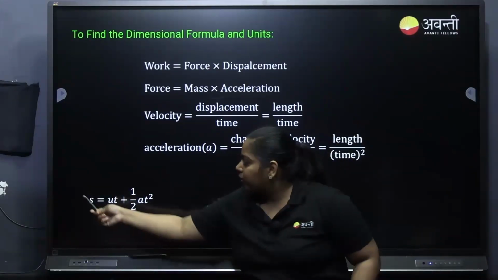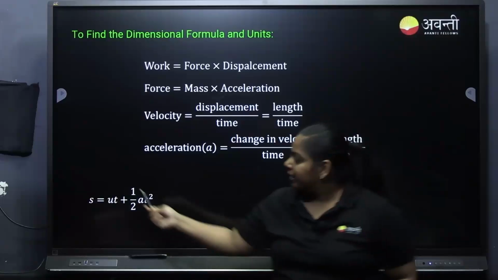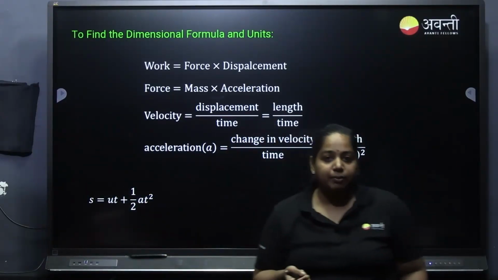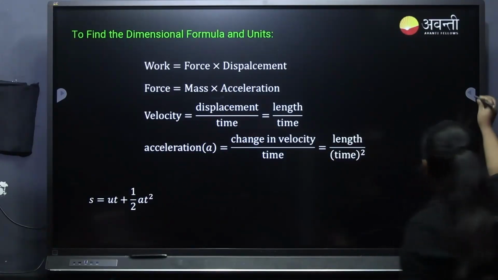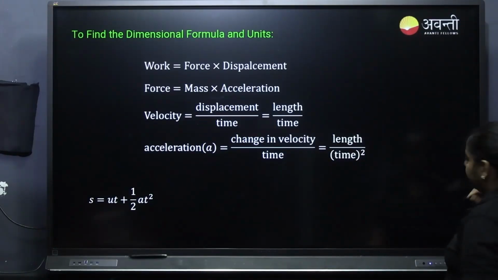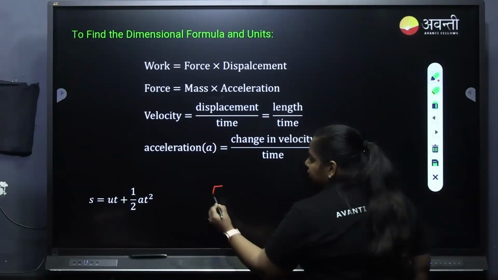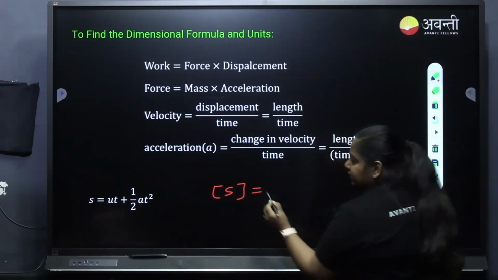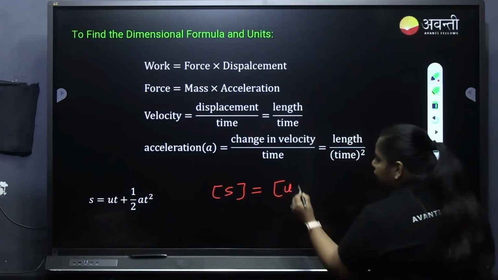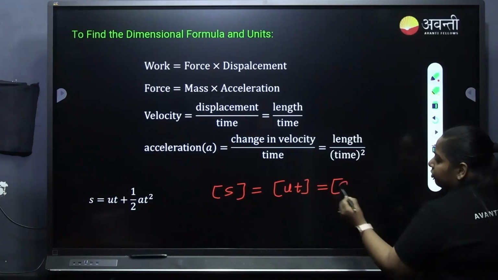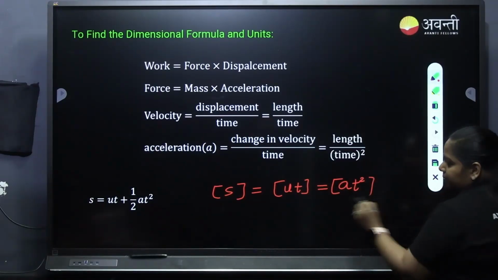Similarly, if you are equating two things, on the LHS side and the RHS side, things should have the same dimension. So here S is equal to UT plus half AT square, which means the dimension of S is the same as the dimension of U into T, is the same as the dimension of AT square.